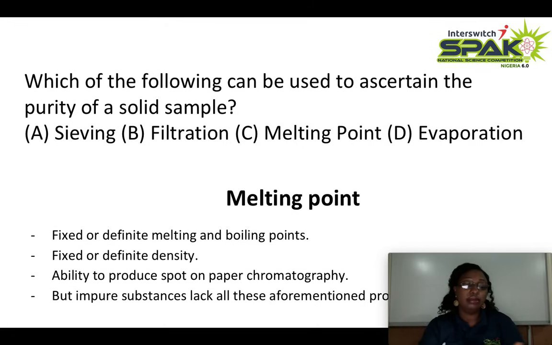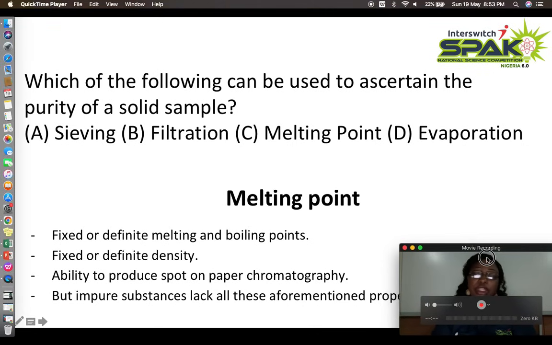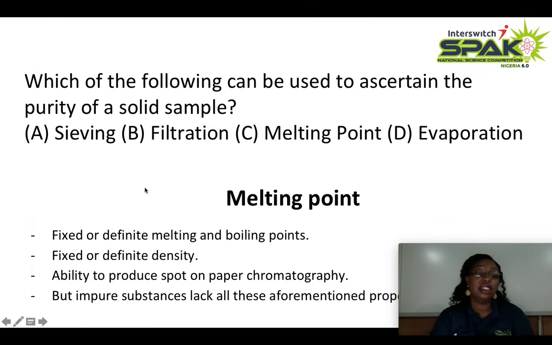So all impure substances will lack all their aforementioned properties. If your substance has a fixed melting point, boiling point, fixed or definite density, and the ability to produce spots on paper chromatography, you know that the substance is pure. But the moment the substance does not have any of the aforementioned properties, you realize that it's impure.